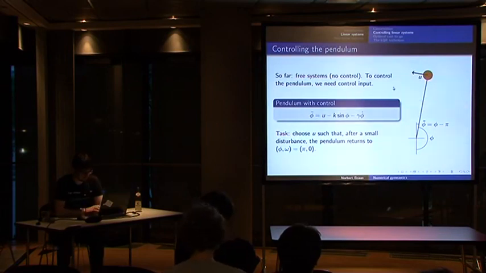Now to control the pendulum, first of all, we need control input. And if you look at the equation again, we just add some term u that we can control. And it's equivalent to a torque or a force acting on this mass, which we can steer. So we can push this mass here, or we can push it to the other side. And the idea is to choose this force such that after a small disturbance, we actually manage to return to the fixed point.